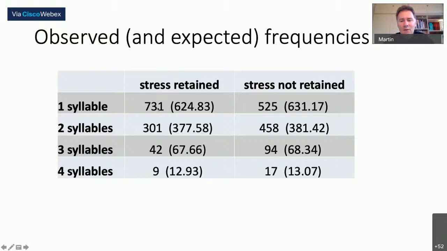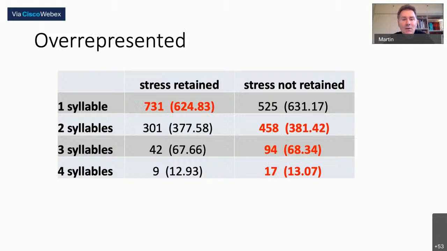There are, in fact, other cells in this table that are also overrepresented in our database. Everything that's marked up in red on this slide here is overrepresented. It happens more often than we would expect by chance.